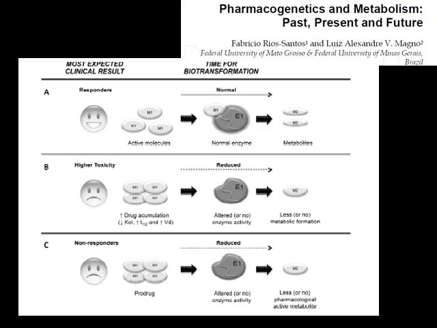All right, so last night I posted a link to an article called Pharmacogenetics and Metabolism: Past, Present, and Future. It's a free open access article, and it's 27 pages, but you can probably just print the figures. It's about 5 figures, and it kind of puts it all together here.